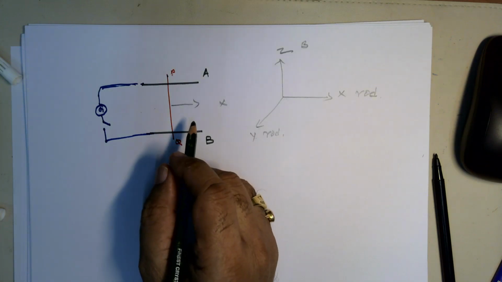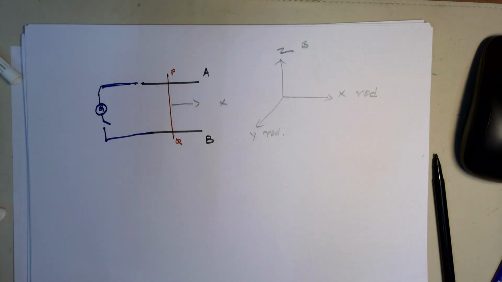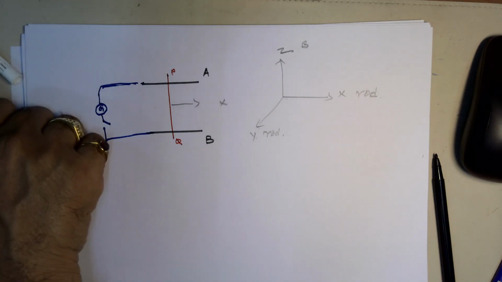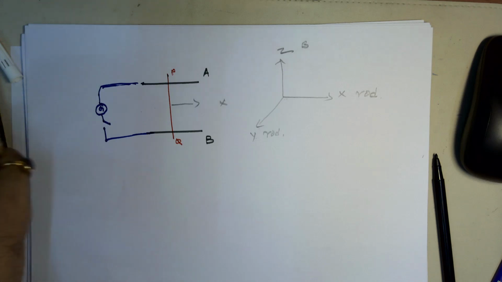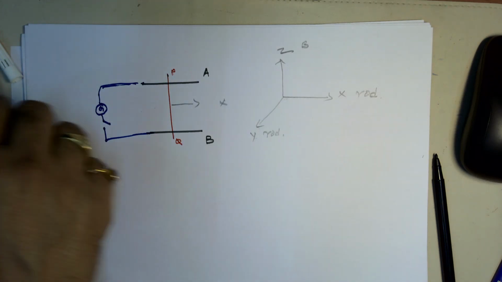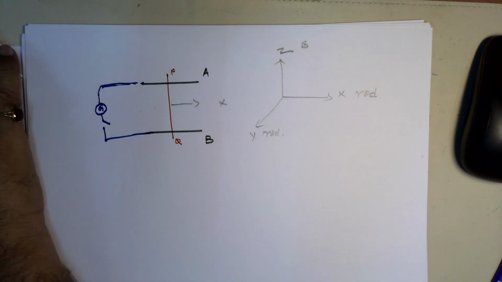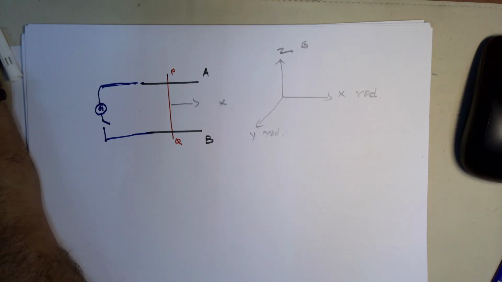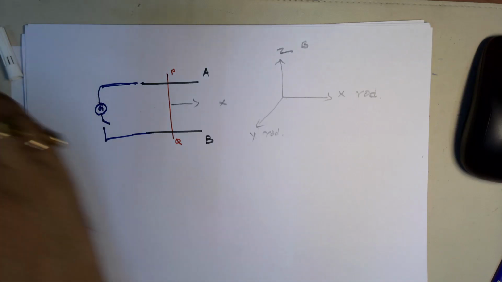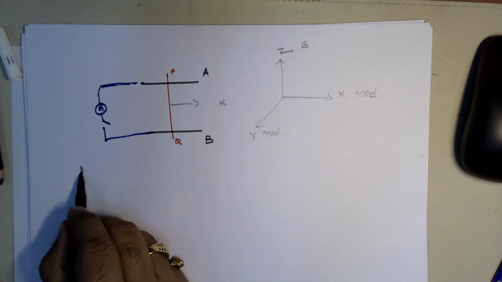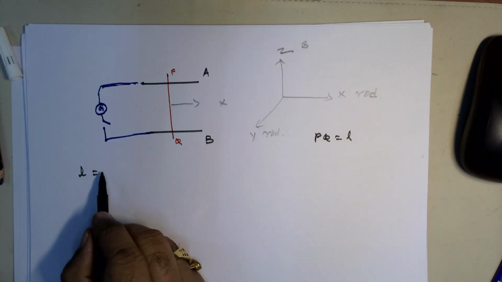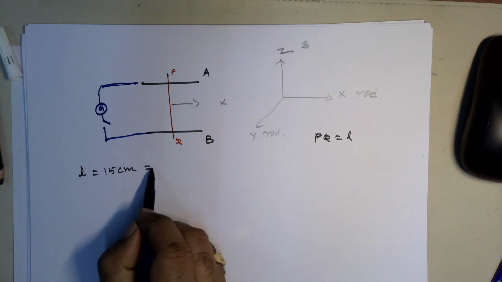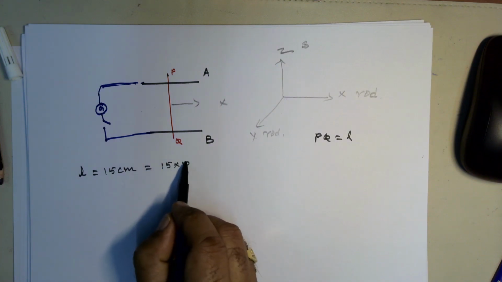Now the first question. What is the first question? We have to give the polarity, and before that, let us try to write the given quantities. What are the parameters given here? Length of the rod. Take down L. So PQ is equal to L. So the length of the rod is how much? 15 centimeter. So 15 centimeter means 15 into 10 power minus 2 meter.